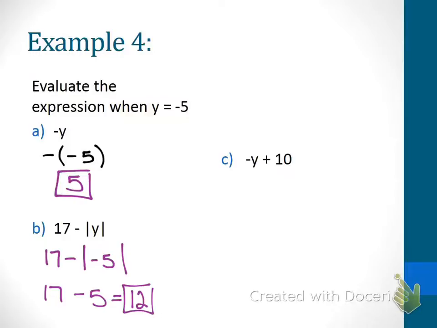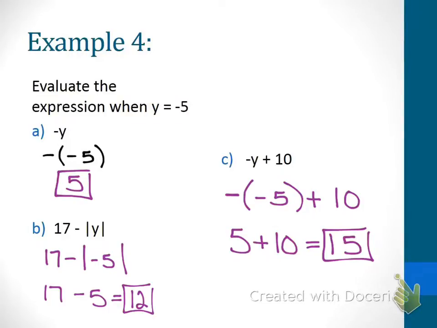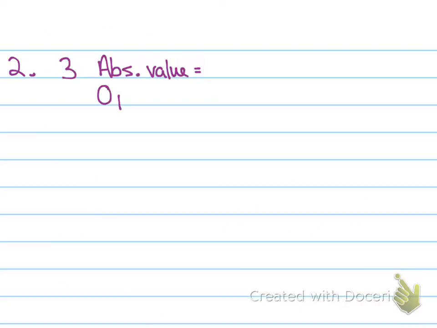What about C? Negative y plus 10. Go ahead and try to solve that one on your own. So Eric, what'd you get? 15. Do you agree? Yes. Because a double negative 5 changes to a positive 5, and it's just 15. Who got it right? 15. Awesome. Good job, guys.